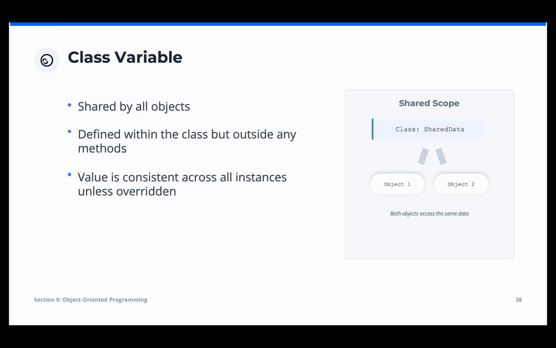Now I will introduce class variables as data shared by all objects of the class. So these are defined inside the class but outside methods. The key distinction is that they belong to the class itself, not to any one particular object, so all instances can access the same shared value.